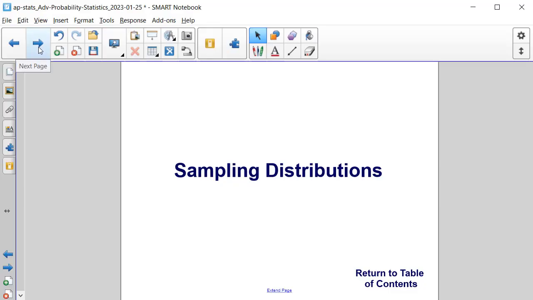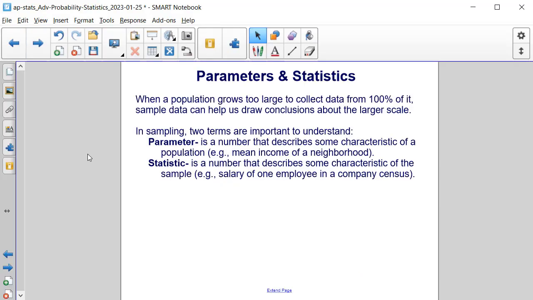Sampling distributions. When a population grows too large to collect data from 100% of it, sample data can help us draw conclusions about the larger scale. In sampling, two terms are important to understand. First term is the parameter. It is the number that describes some characteristics of a population. For example, the mean income of a neighborhood could be a parameter.